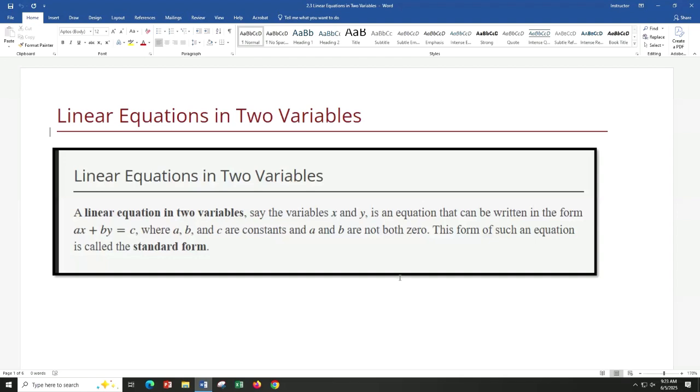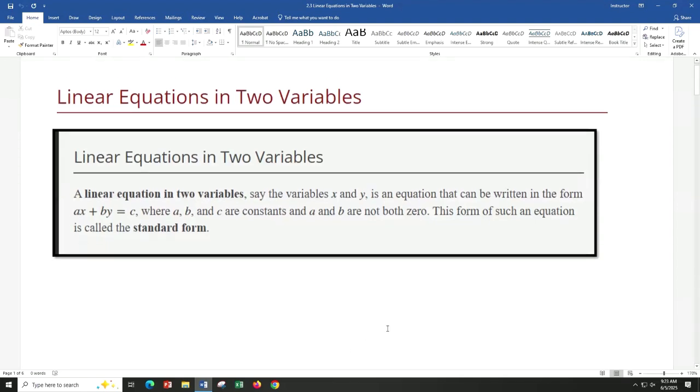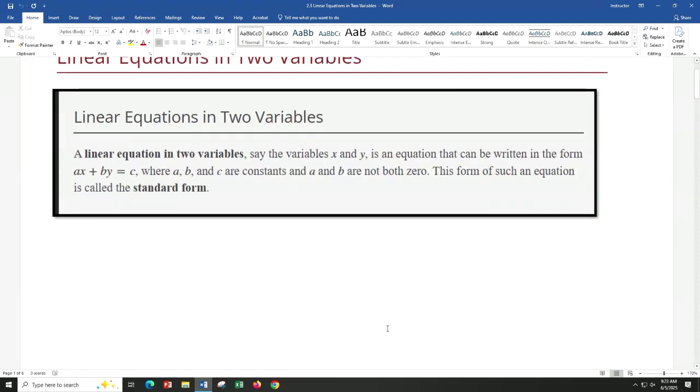Here, we're gonna start running linear equations in 2 variables now, okay? So a linear equation in 2 variables, you've done them in 1. Say the variables x and y, is an equation that could be written in the form ax plus by is equal to c, where a and b and c are constants. A and b are both non-zero. This form of such an equation is called standard form.